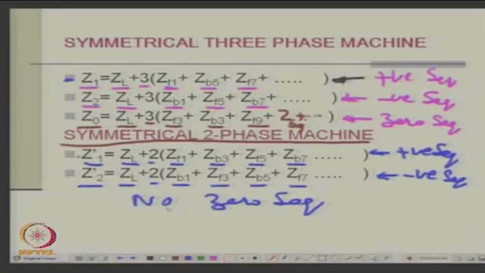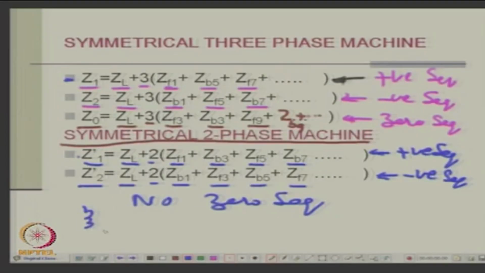Okay. Sir, what will be the 2-phase symmetrical component of a 2-phase machine? See, in a 3-phase machine you have 3-phase symmetrical components. If you have a 3-phase machine you will have ABC windings symmetrical and you will have V1, V2, V0. If it is applied with positive sequence it will have Z1, negative sequence will have Z2, 0 sequence will have Z0. Can't we define 3-phase symmetrical components with a 2-phase machine?